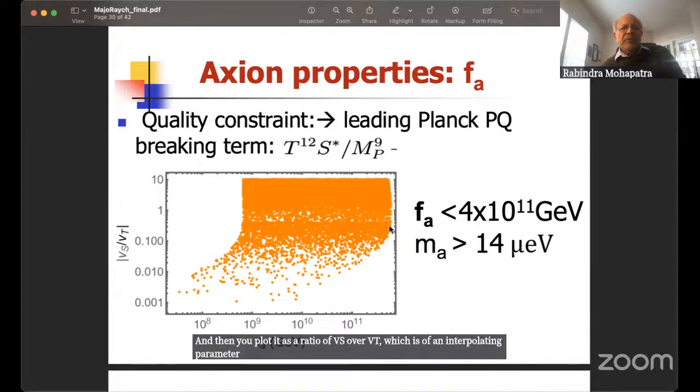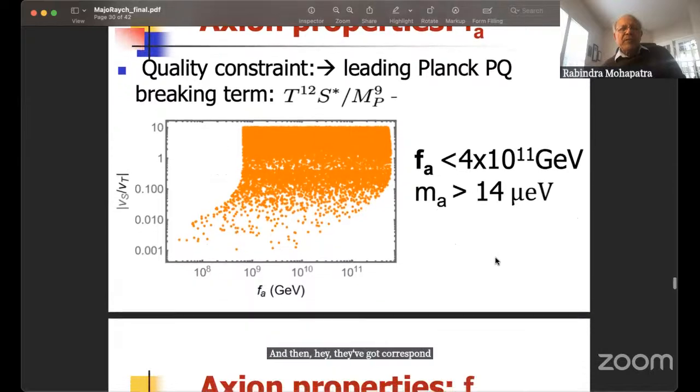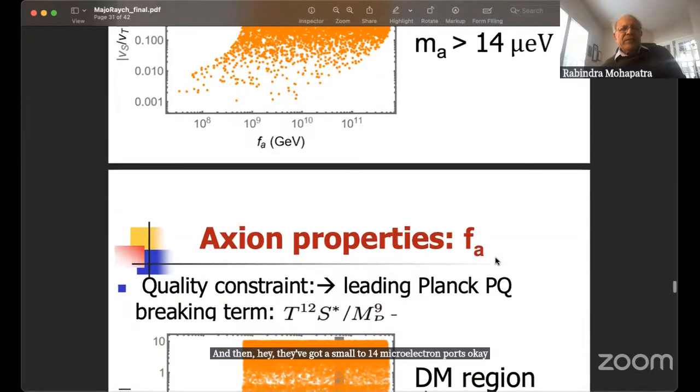What we found is that we must have Fa less than 4 times 10 to the 11 GeV, and Ma that corresponds to 14 micro-electron volts. Okay, so this is our phenomenology.